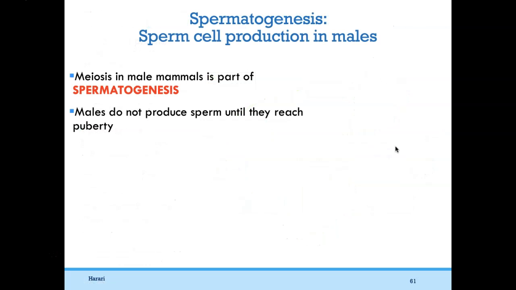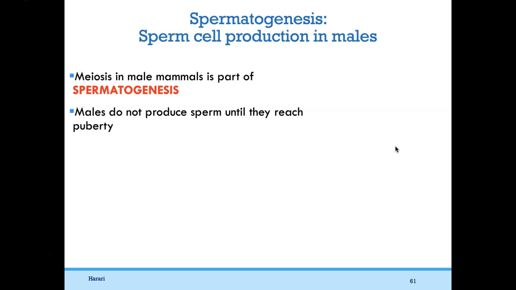So now let's go to male mammals. And we'll talk about sperm production. So in the human life cycle, like I just mentioned, the only time you see meiosis is to produce sex cells. Right? Otherwise, we're all diploid. All of our cells are diploid.